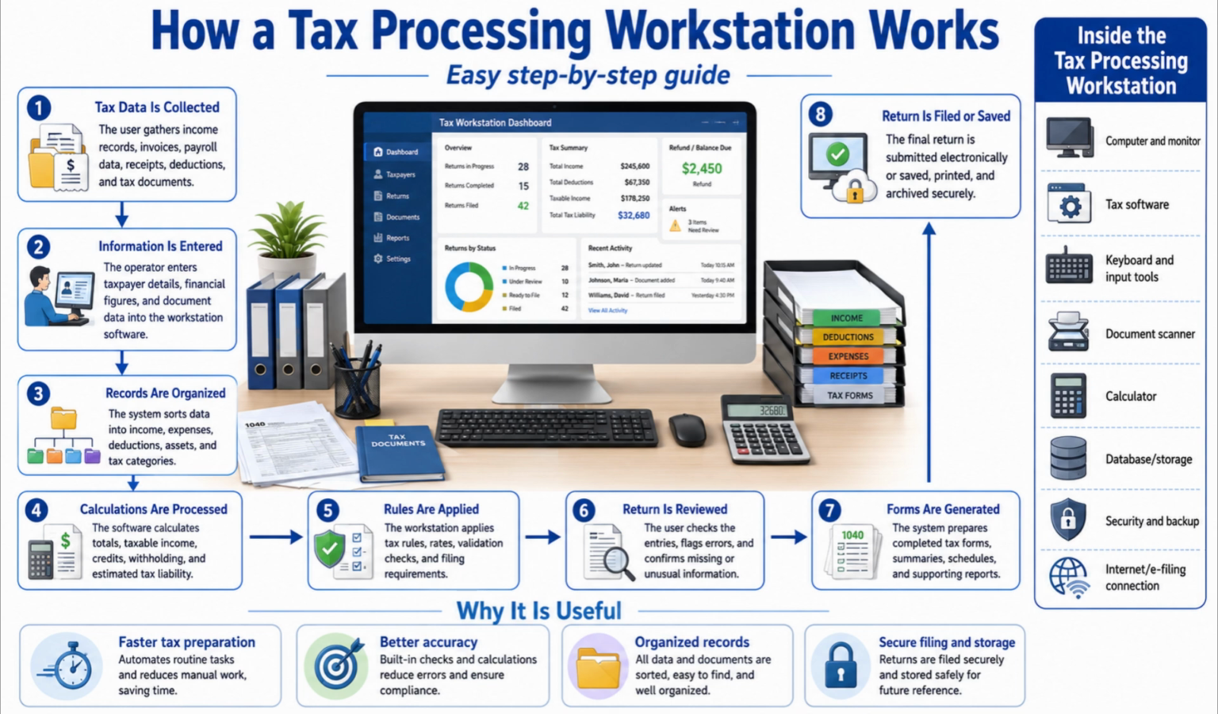After that, the records are organized into proper categories. The system sorts the data into income, expenses, deductions, assets, receipts, tax forms, and other tax sections. This helps the user find information easily and keeps the tax file structured.